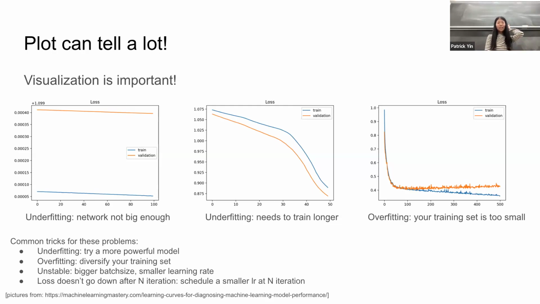Some other common tricks: sometimes you might see the loss curve is super unstable, and you might want to try a bigger batch size or reduce your learning rate. Or sometimes you find out your loss is not really going down after a few iterations. You can schedule your learning rate or change to a smaller learning rate after a certain iteration. Or sometimes I found my loss will go to NaN after several iterations. This usually happens when either during your training you're dividing by 0 or your learning rate is too high.